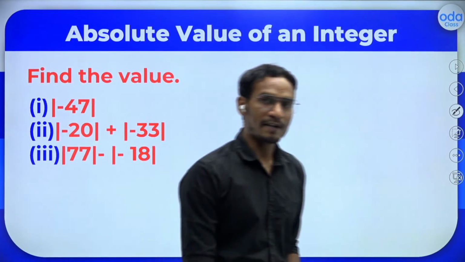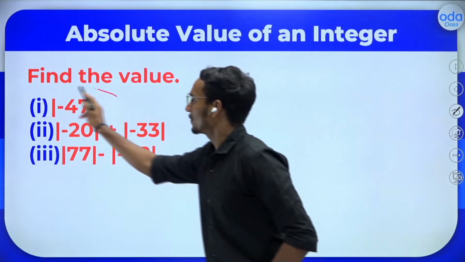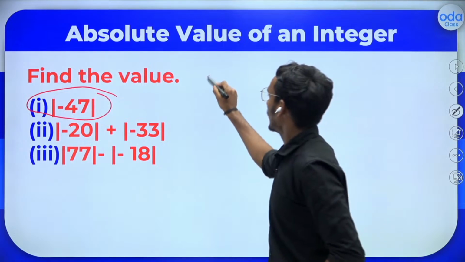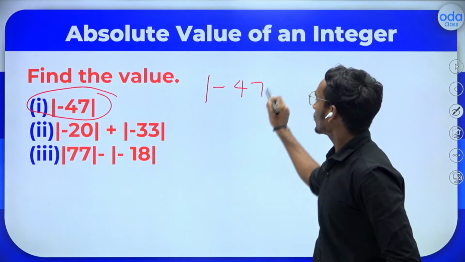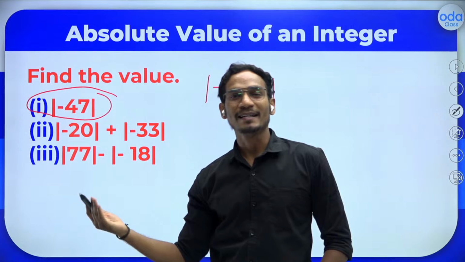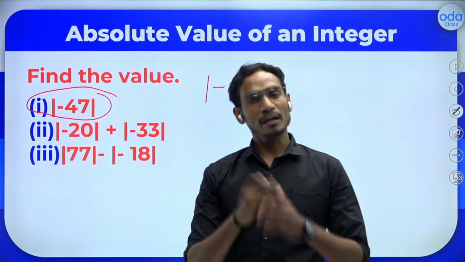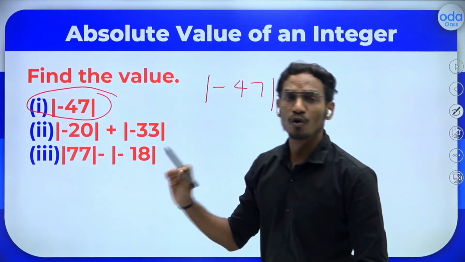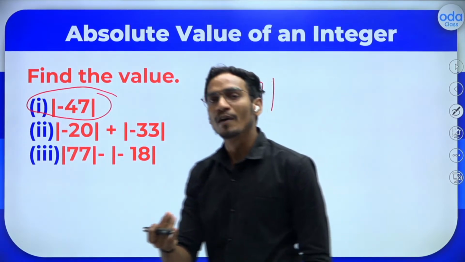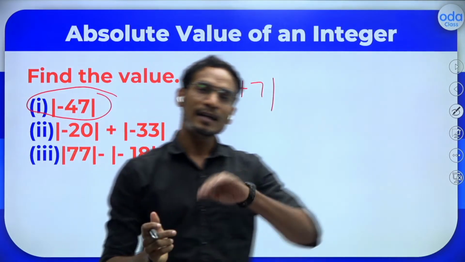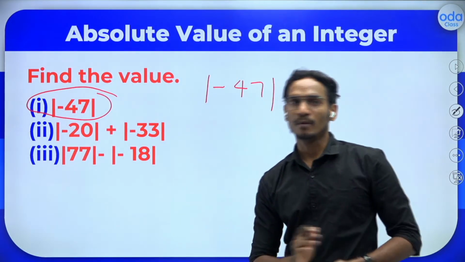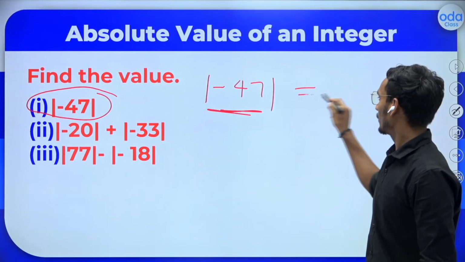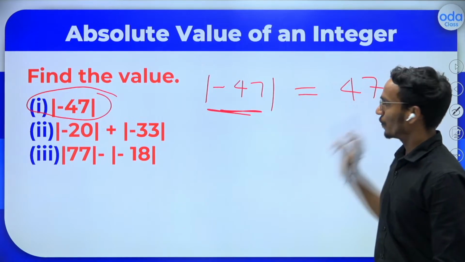There are some questions, let's solve them quickly. The first question is -47. Find its absolute value. So -47 is given. Now some kids also remember it this way: if there is a minus sign, make it plus, and if there is a plus sign, leave it as plus. This way also they learn it. But I would say just focus on the basic definition that absolute value is just the numerical value, irrespective of the sign. We don't have to care about the sign. So for -47, its absolute value will be just the numerical part, 47.